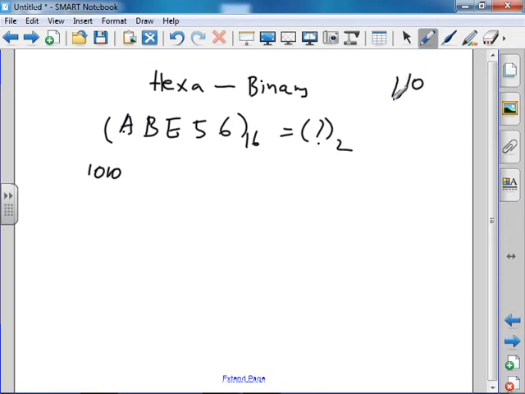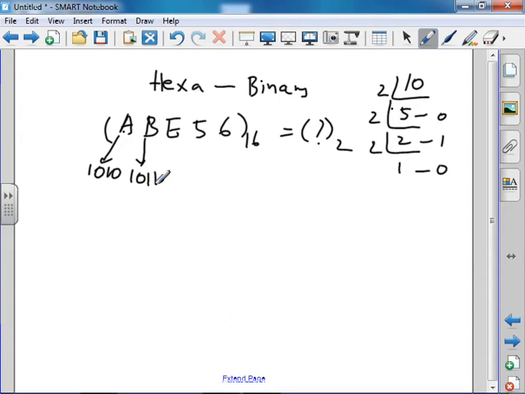Here I told you A is equal to 10. So you divide it by 2, you will get the answer 5, remainder 0. Again you divide 5 by 2, you will get 2, remainder 1. Now you divide it by 2, you will get 1, remainder 0. So 1 0 1 0. I have directly written its equivalent number 1 0 1 0. B means what? B is 11. If you continuously divide 11 by 2, you will get 1 0 1 1. Look at this example: 11 divided by 2 gives 5.